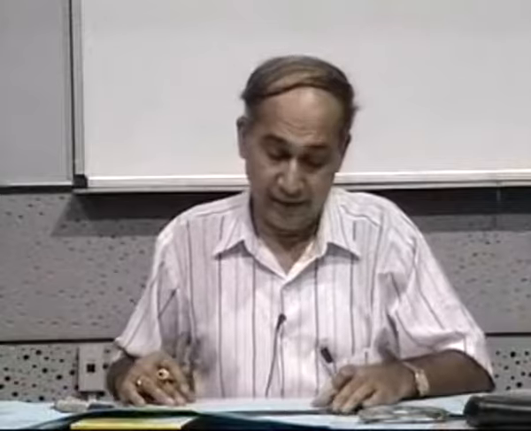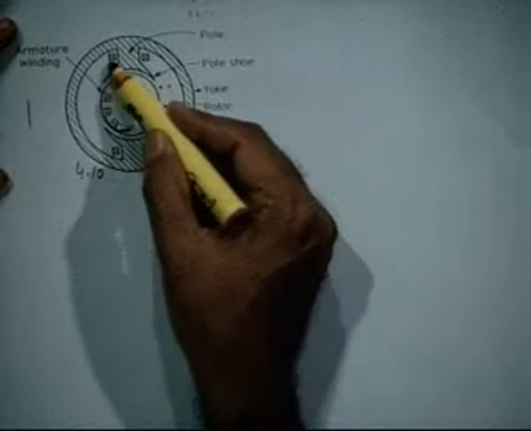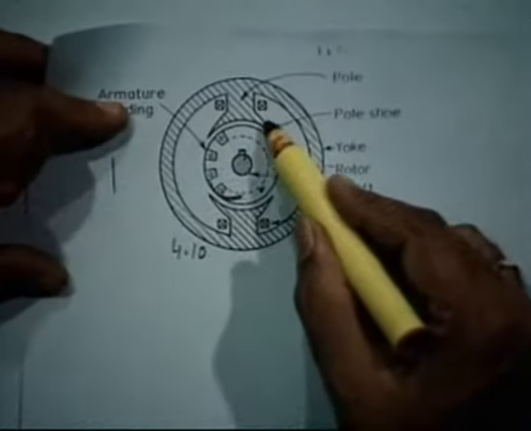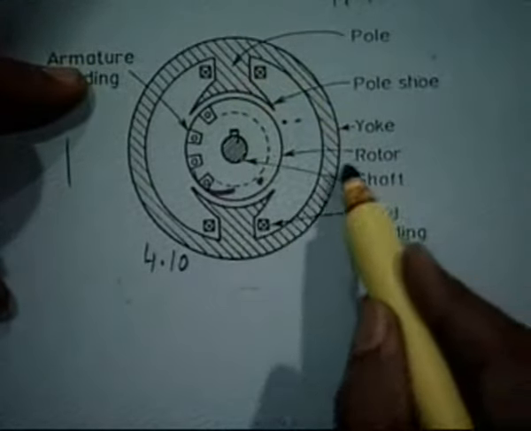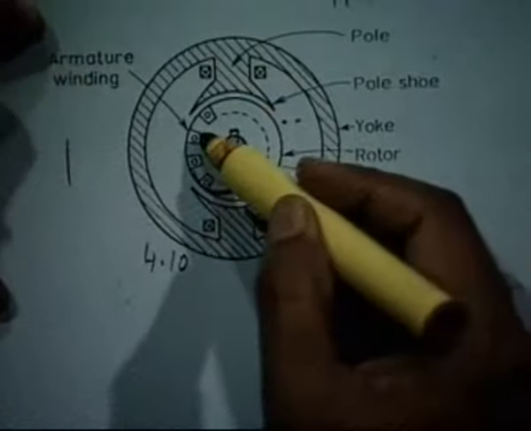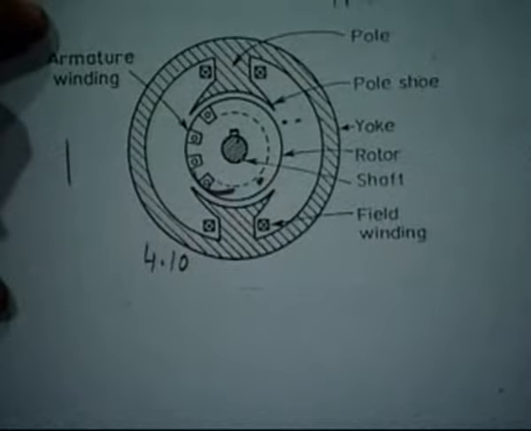If you want to look at how it looks, you have the armature winding in slots and the field winding like this. You have the pole, and there is the pole shoe at the end. This is called the frame or the yoke which carries the poles. Then you have the rotor, the shaft, the field winding, and the armature winding. So this is the cross section picture of a DC machine.